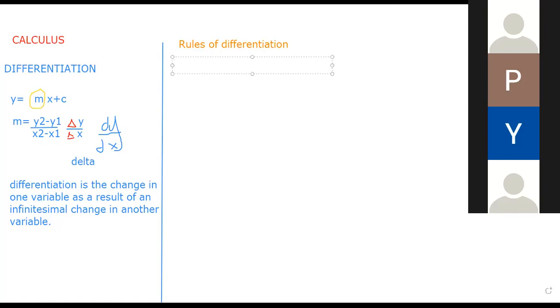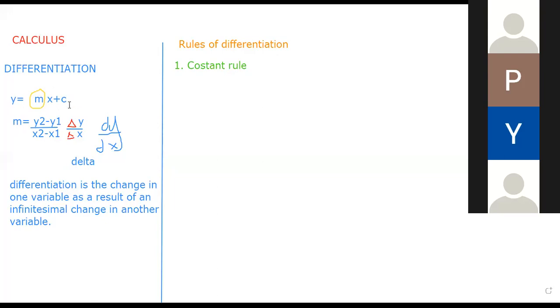One, the constant rule. Now, if you look at this particular equation here, y is equal to mx plus c, we usually refer to the c as constant. Constant because y does not depend on the c to change. So we call the c a constant.